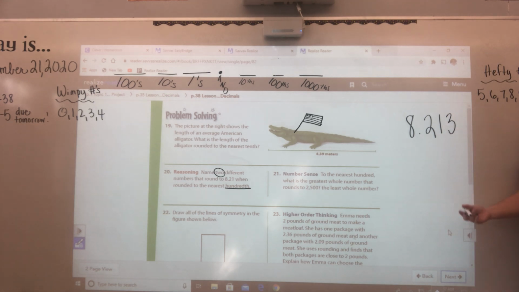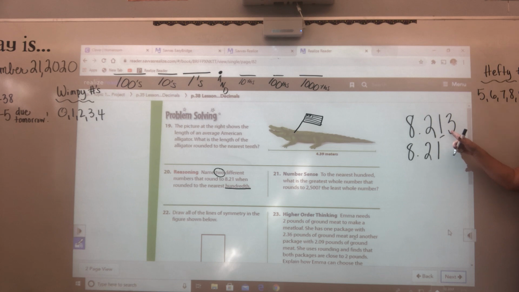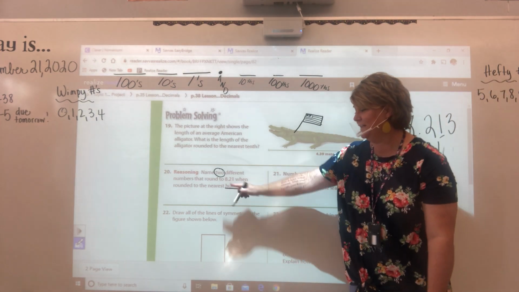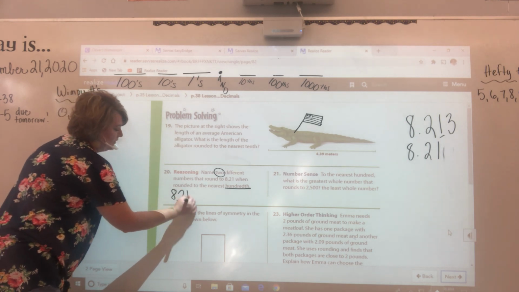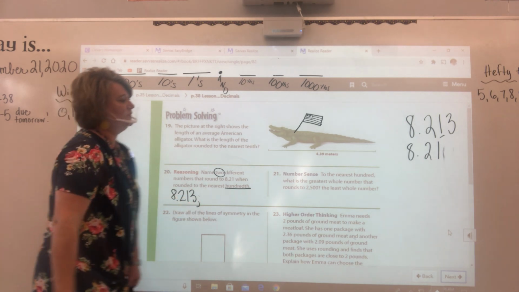What are we rounding to? The nearest what? Hundredths. Is this a hundredths? No. Is this a hundredths? No. Is this a hundredths? Yes. Now I'm gonna look next door. What do you know about 3? It's a wimpy number. So does it have enough power to move this over? No. So what happens to this? Stays. What happens to this? But do I really need that 0? No. So did Brooklyn's number end up being 8.21? Yes. So there's one choice. Good job, Brooklyn. Her number was 8.213. Then I need a semicolon.